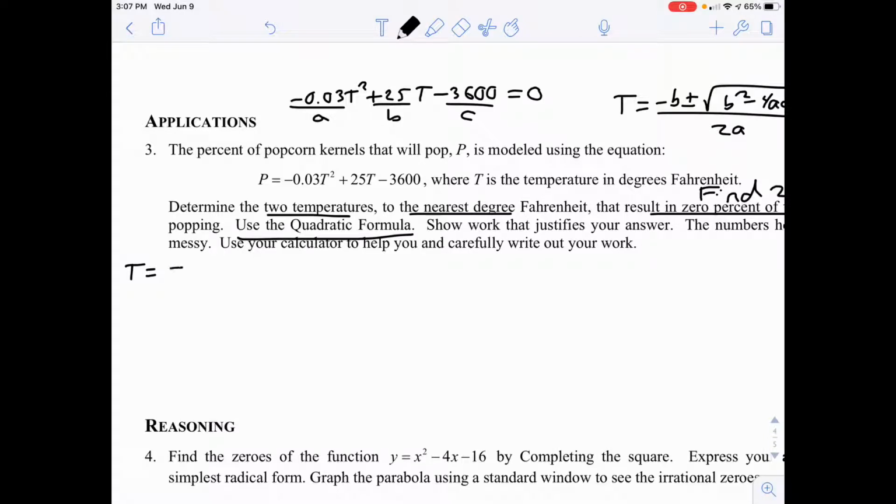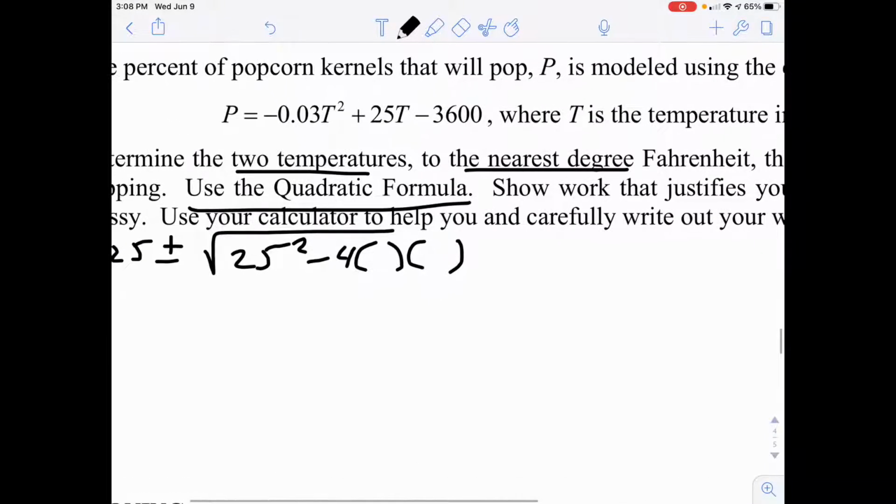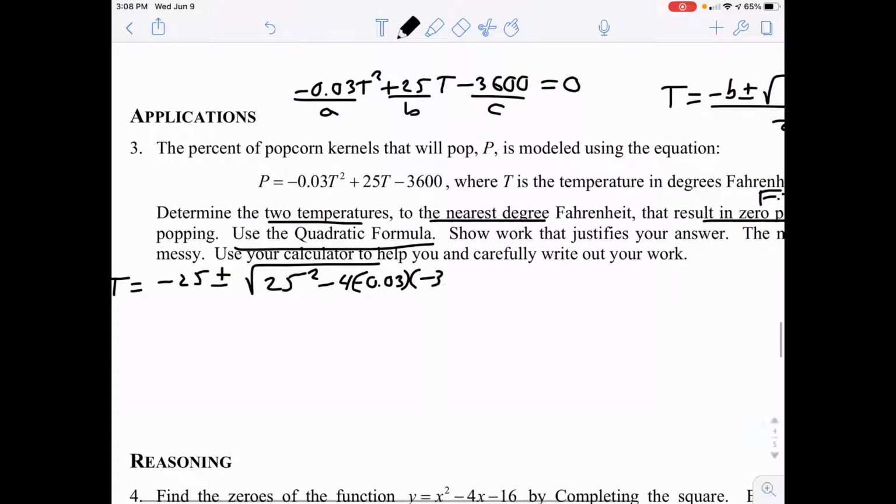So t is equal to negative 25 plus or minus the square root of b, which is 25 squared, minus 4 times a times c. a would be negative 0.03. Negative a times negative 3600, all over 2 times a, which is negative 0.03. Okay, this is kind of nasty, so let's clean this up.